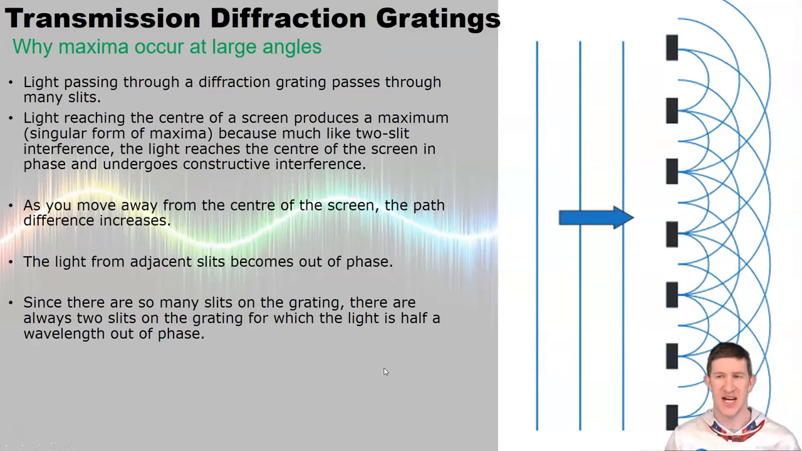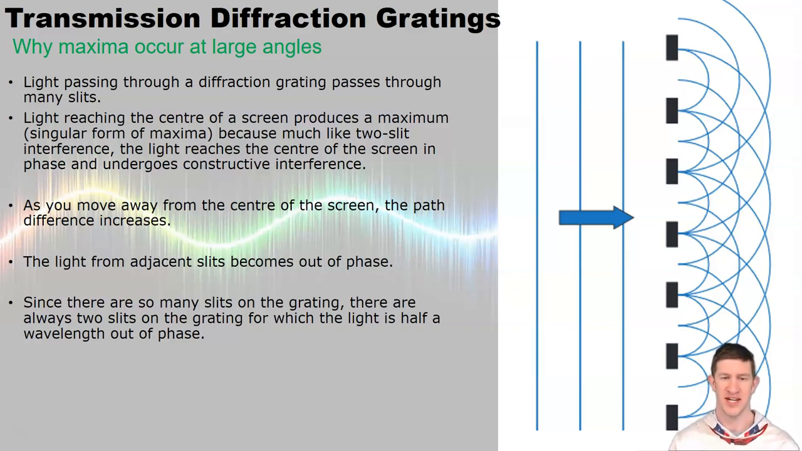Why do we get these maxima at large angles? This is a unique concept to the diffraction grating. If we have light passing through the grating, and it's passing through all of these little slits, the light reaching the center of a screen is going to produce a maximum. Just like the two-slit interference, the light reaches the center of the screen in phase and therefore undergoes constructive interference. As we move away from the center of the screen, however, the path difference is increasing.